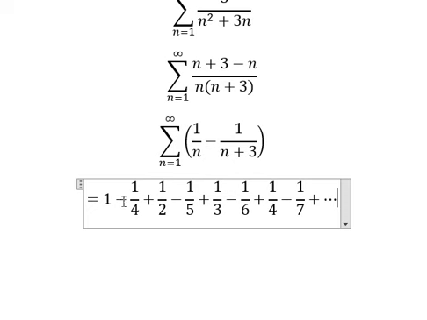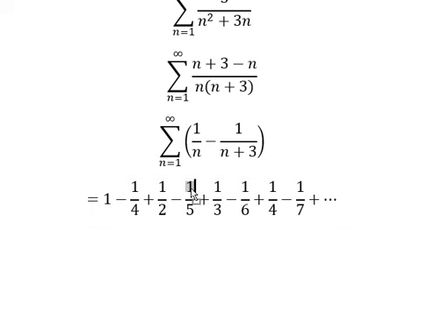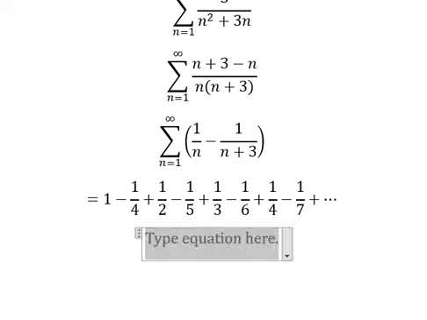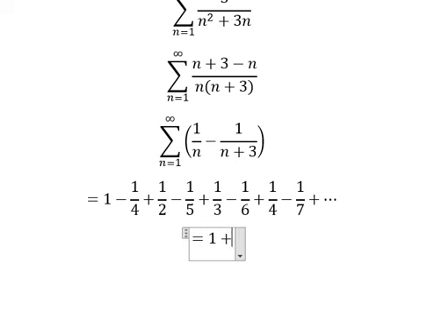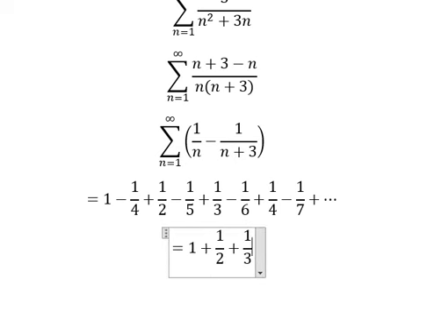So if we look carefully, this one cancels this one. So that means the values from here will be cancelled, and we just have only 1, 1 over 2, 1 over 3, because from here they cancel with this one. Similarly, this one cancels with this one. So we just got 1 plus 1 over 2 plus 1 over 3.